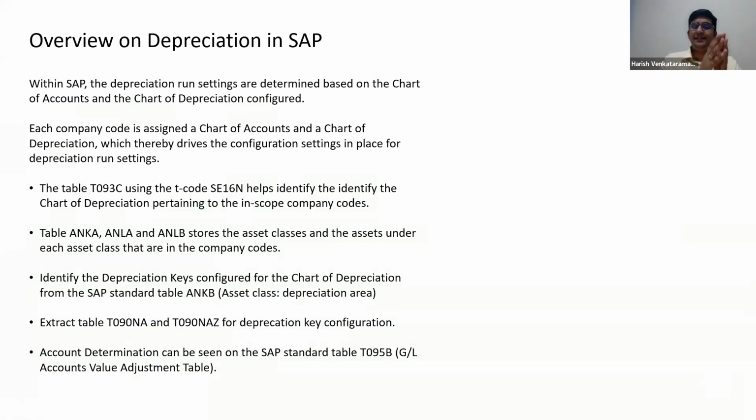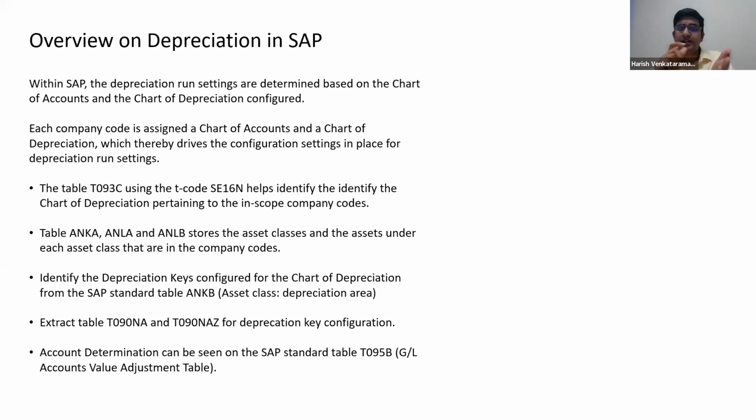So what happens in SAP depreciation at the back end? All of us know what happens in the front end, right? At the back end, as we discussed, every company code will have a chart of accounts and also a chart of depreciation, because you should understand that the depreciation amount will be posted to my FICO module, whereas my assets are stored under my asset management AM module, right? So to enable that, chart of accounts is used in your FICO, and chart of depreciation pertains to your AM module.